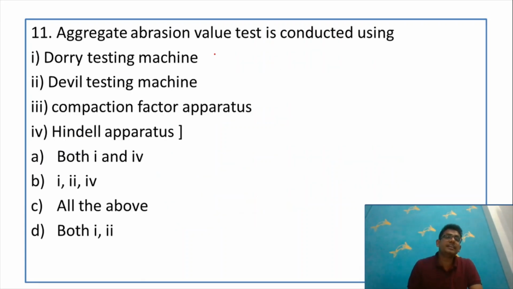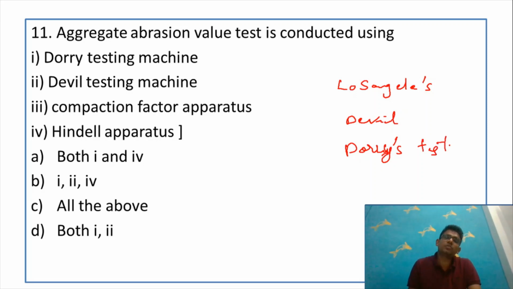Next one, aggregate abrasion value test is conducted using. So basically there are three types of apparatus to conduct the aggregate abrasion value test. They are Los Angeles testing machine, Deval testing machine and Dorry testing machine. These are the three apparatus we have to conduct the aggregate abrasion value test.